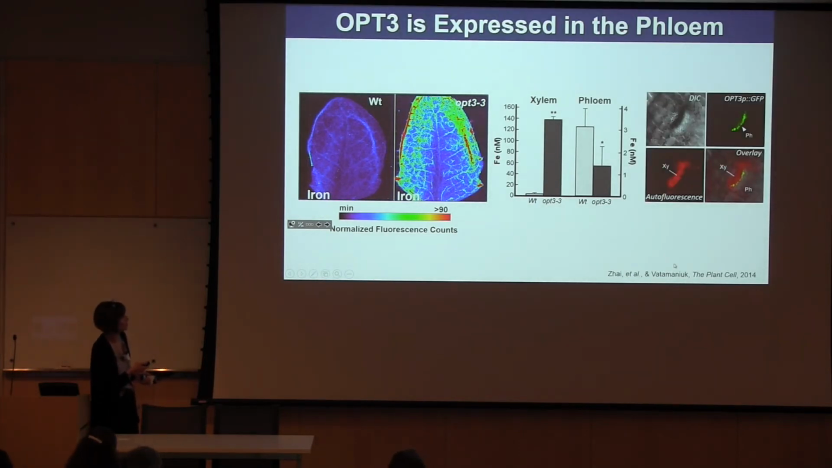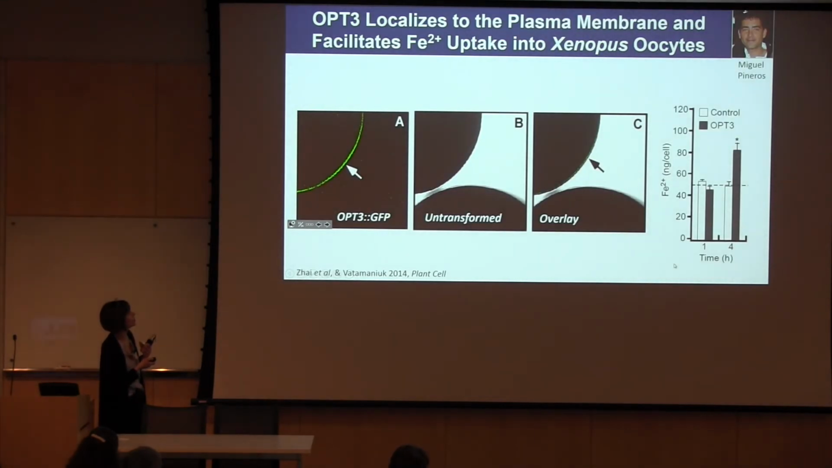To simplify the story, basically we found that OPT3 is localized to the phloem. So it is a phloem transporter, and mutation of it leads to a decreased concentration of iron in the phloem. And then the final cherry on the cake was finding that OPT3 is actually an iron transporter. We collaborated with Miguel Penaros from USDA here, and together we showed that OPT3, what you're looking at here is oocytes, Xenopus oocytes.